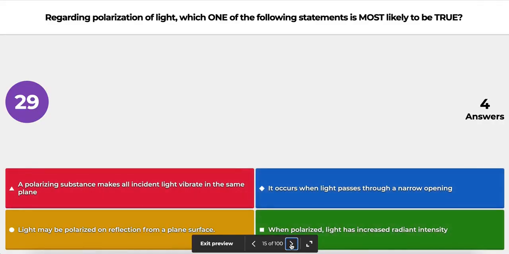Let's move to the next question about polarization of light. Which one of the following statements is most likely to be true? A polarizing substance makes all incident light vibrate in the same plane, or it occurs when the light passes through a narrow opening, or light may be polarized on reflection from a plane surface. When polarized, light has increased radial intensity. So what will be your answer?